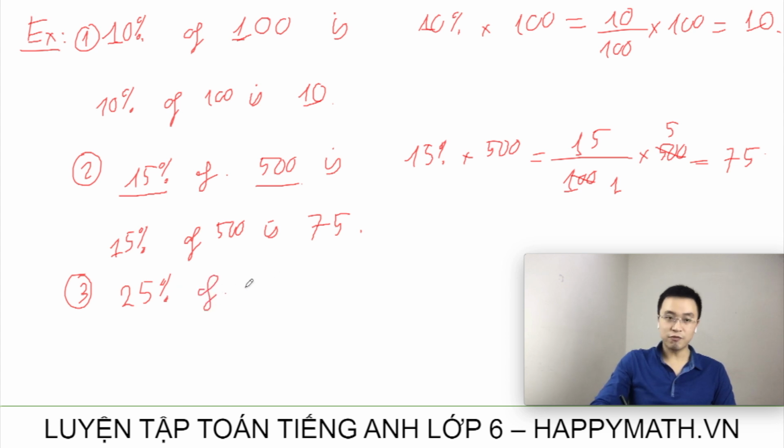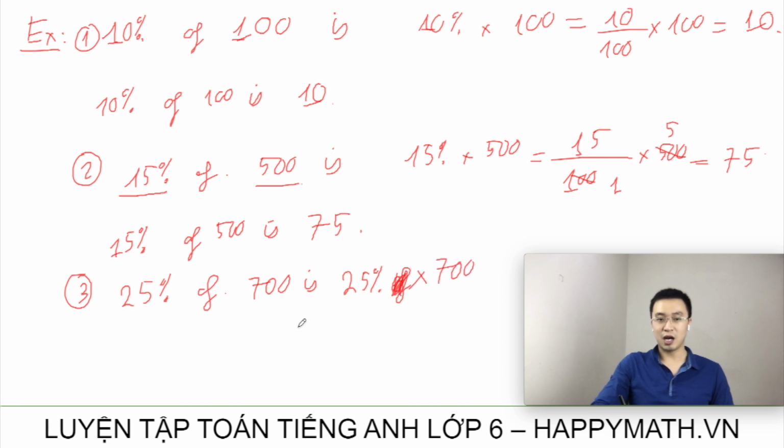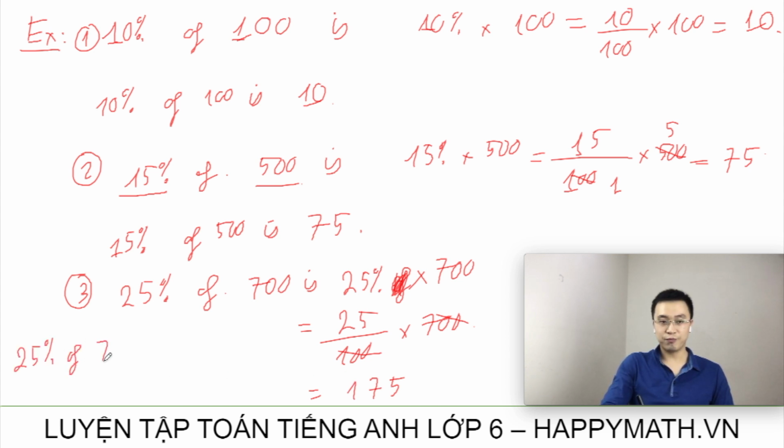25% of 700. 25% of something, 25% multiplied with 700. 25 over 100 and multiplied with 700 here. You can cancel 100 here and here, and just take the 25 multiplied with 7. You got 5 here, 7 and 1. So the answer of 25% of 700 will be 175. That is very easy, right?